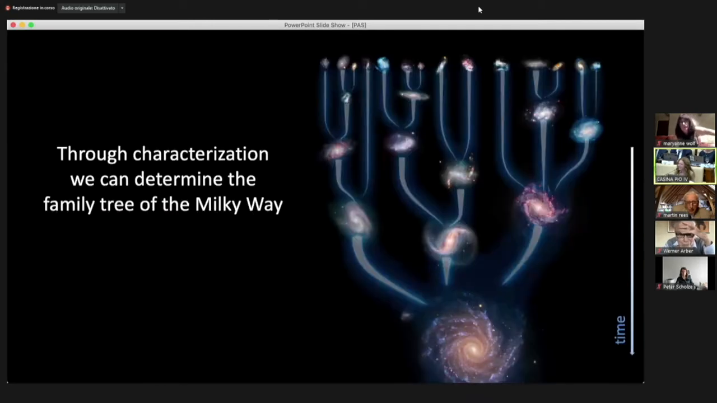What we would like to do is to construct something like a family tree. So if we have the Milky Way at the present day, we would like to know how its progenitors look like, its ancestors. We would like to characterize them. We would like to know when they merged, such that we have a full overview of the history of our galaxy.